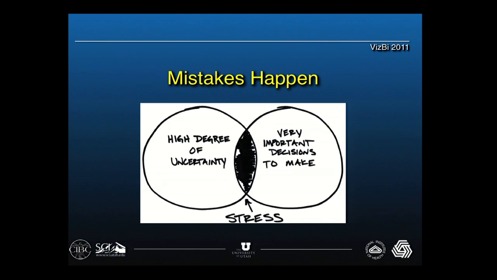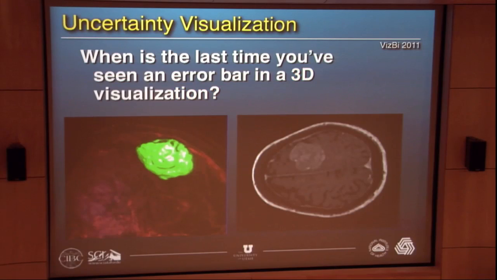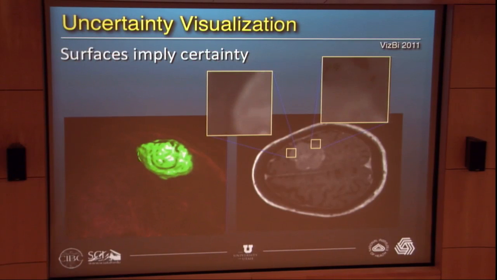And Chris Johnson, the head of the SCI Institute, has sort of taken this on as his big project right now. And he likes to say, when is the last time you've seen an error bar in a three-dimensional visualization? Okay? And it's because they really don't exist. And here's an example of a brain and a tumor inside a brain. And that tumor gets segmented and forms this green blob here.